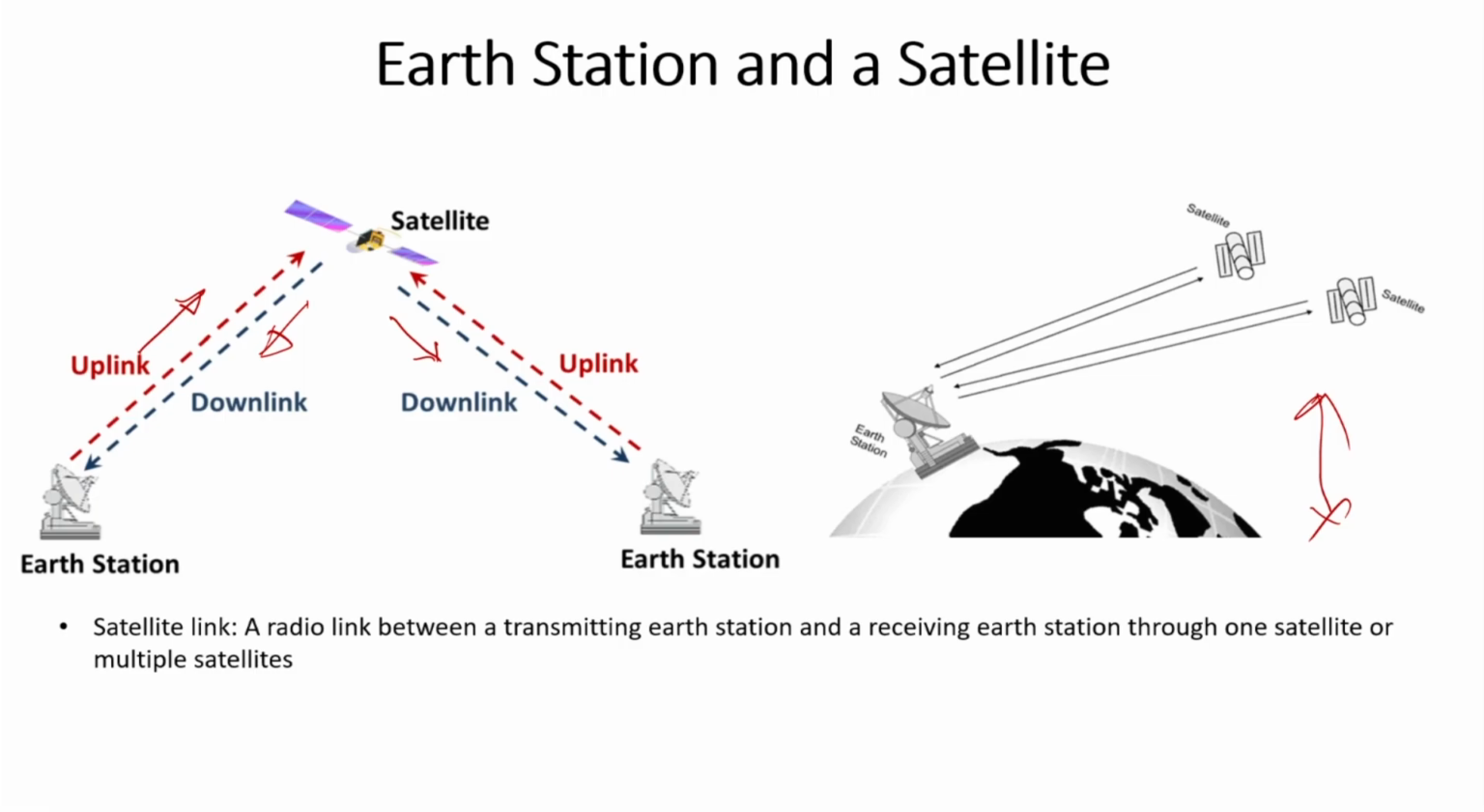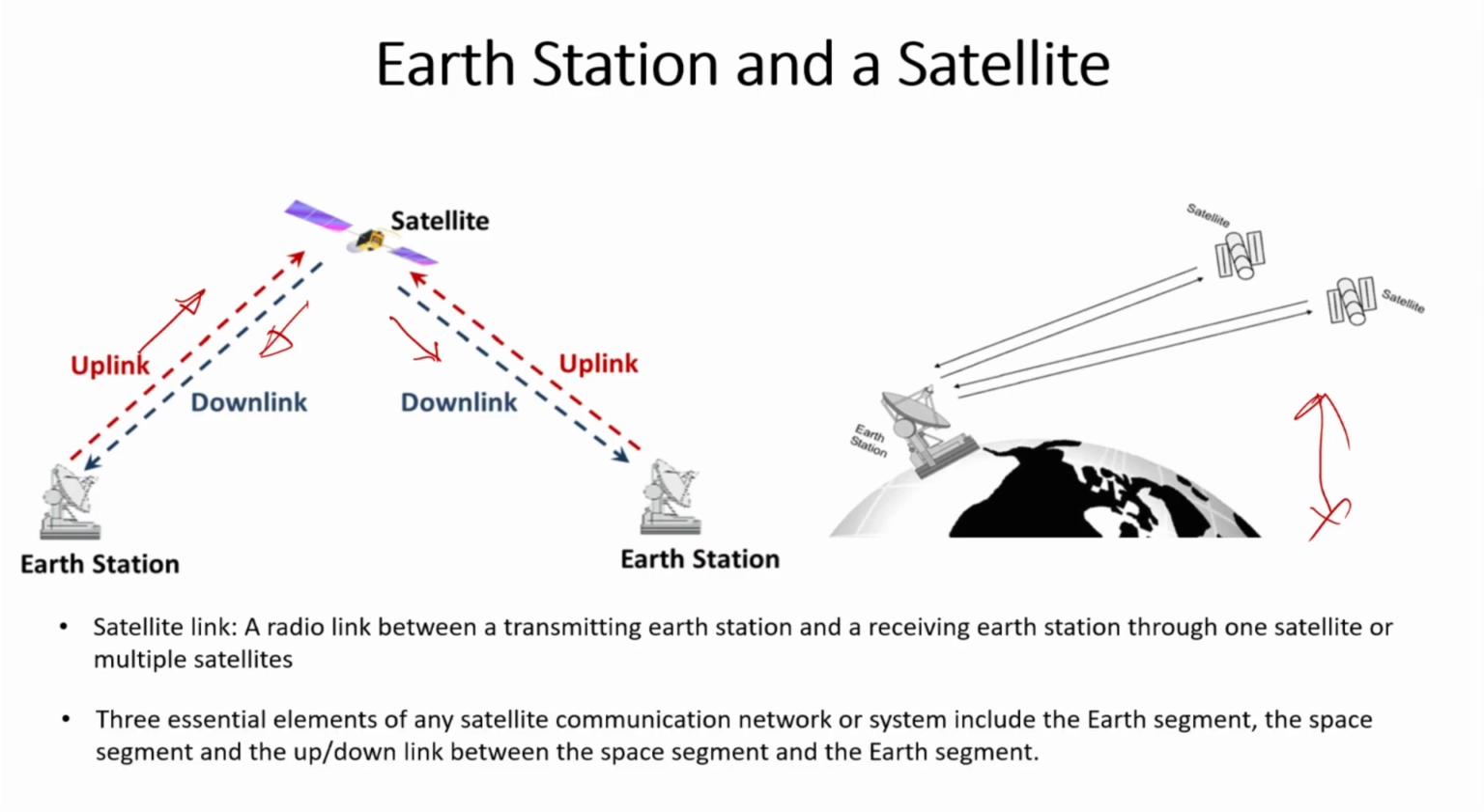Basically, what connects a satellite to the ground station is a radio link, a wireless link between the transmitting earth station and the receiving earth station through the satellite or multiple satellites. As we know, there are three essential elements of any satellite communication or satellite network system: the earth segment, the space segment, and the uplink and downlink between the space segment and the earth segment. These are essential for any type of satellite application.